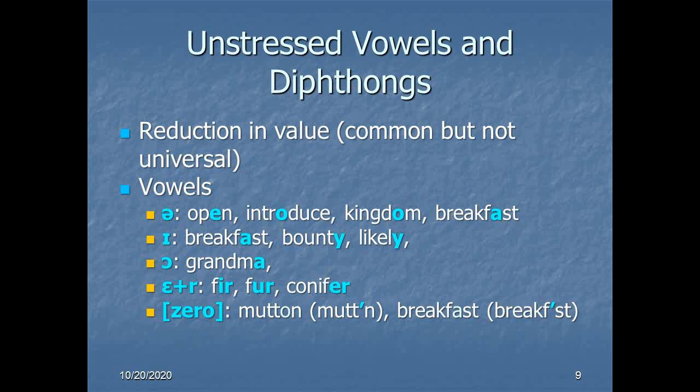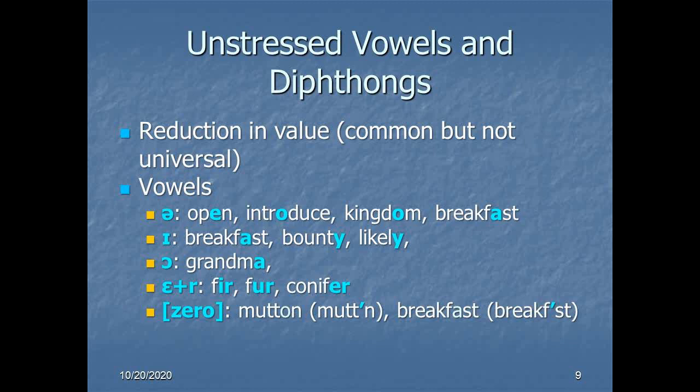We also have what's called a zero value. That is, nothing there at all, which can be represented simply by an apostrophe, as we do in many of our contractions. For example, can't rather than cannot, didn't rather than did not. Similarly, rather than saying mutton with a vowel, we probably say mutton with no vowel there at all. We go directly from a not quite fully articulated T to the N.